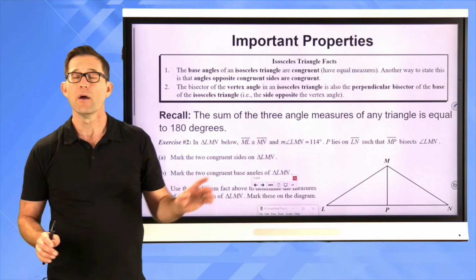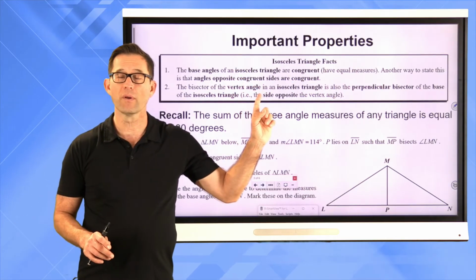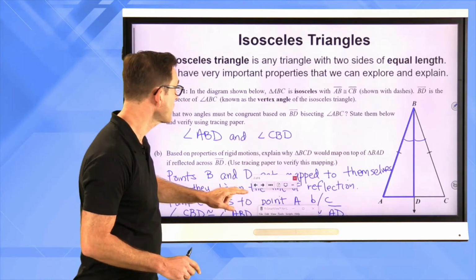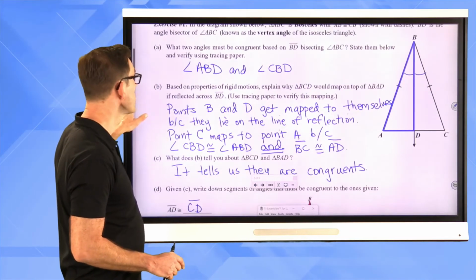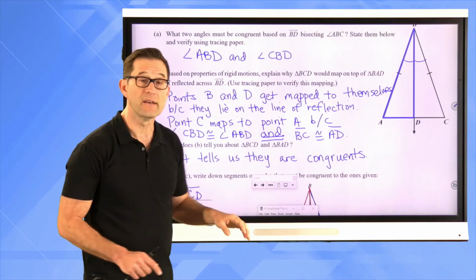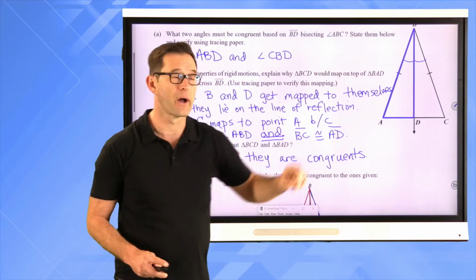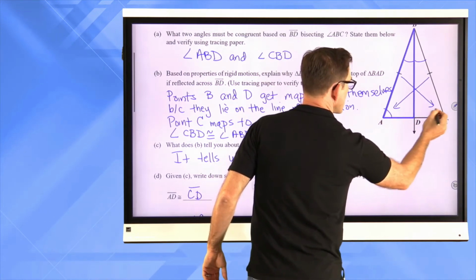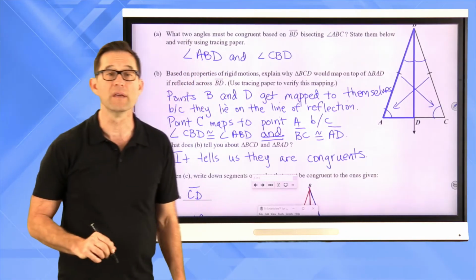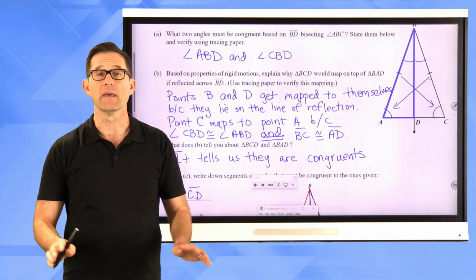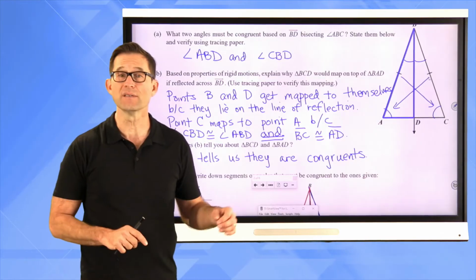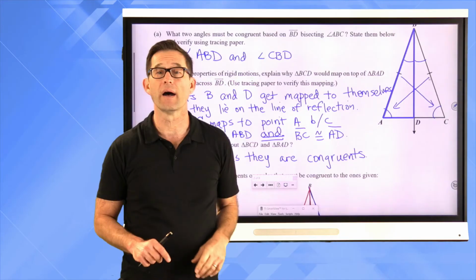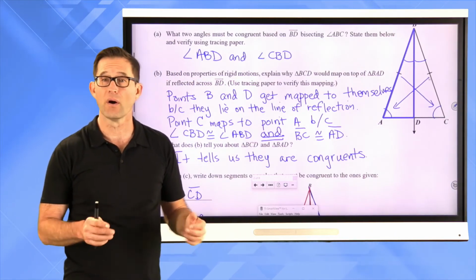All right, so probably number 1 is more important than number 2, but both of these get used a lot. And I just want to quickly backtrack to make sure that we understand this. If we've got an isosceles triangle, the angles that are opposite the congruent sides also have to be congruent. Absolutely key. If two sides are congruent, then the angles opposite those two sides are also equal in measure.